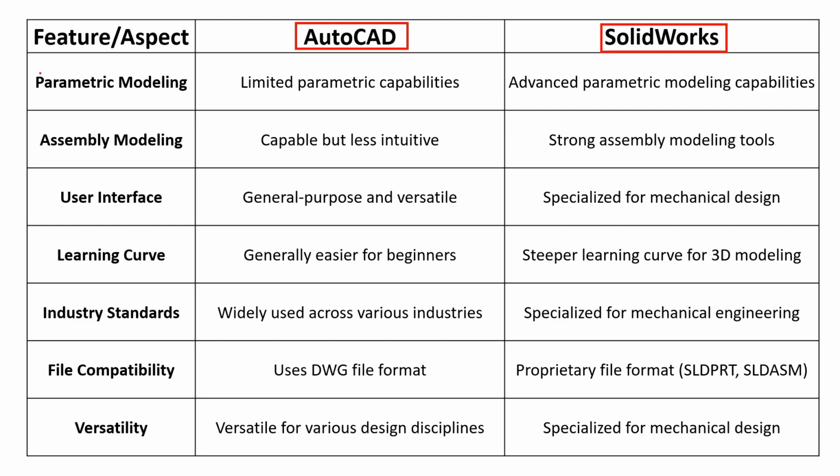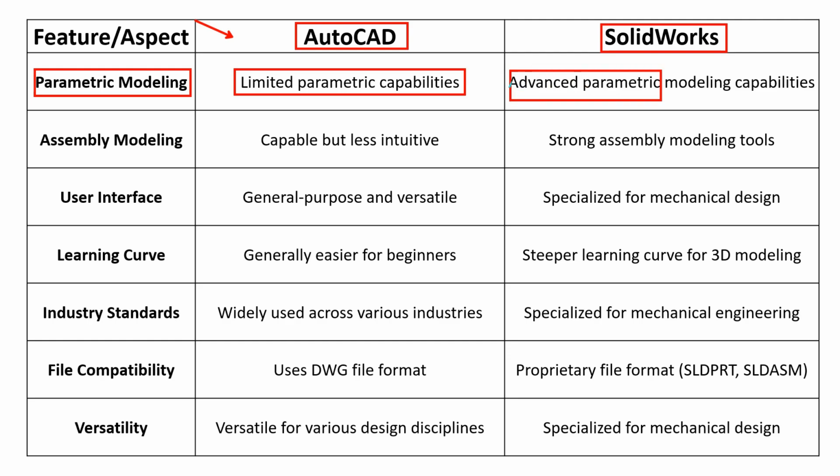Parametric modeling. AutoCAD primarily uses 2D drafting and 3D modeling tools, but its parametric capabilities are not as robust as those of SolidWorks. While AutoCAD has introduced parametric features, SolidWorks is known for its more advanced parametric modeling capabilities.